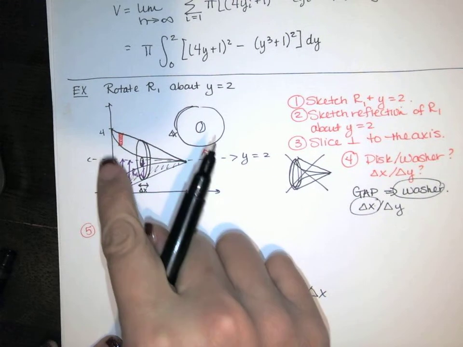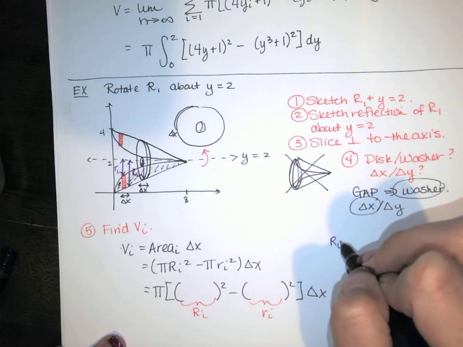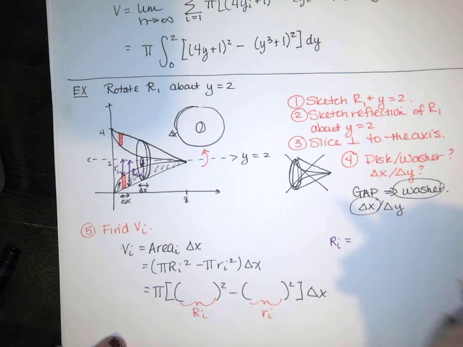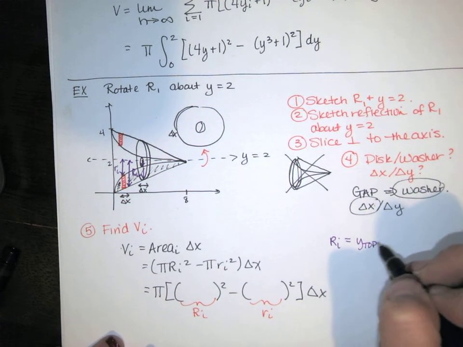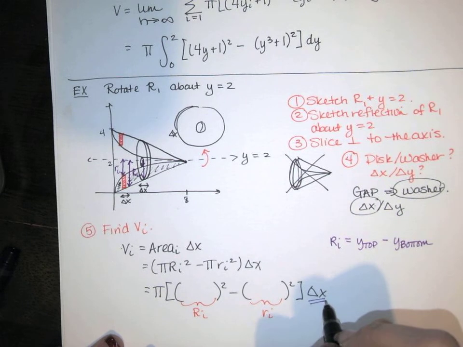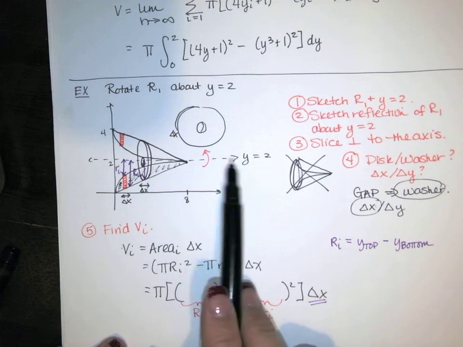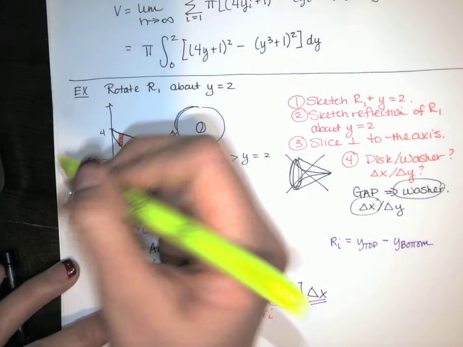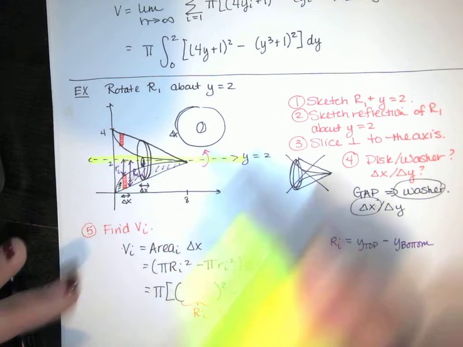All right, so I need that large radius. It's vertical, so what are we going to do? We do the top y value minus the bottom y value as functions of x. Okay, that's easy enough. The top y value is given by the equation of our axis, y equals 2.